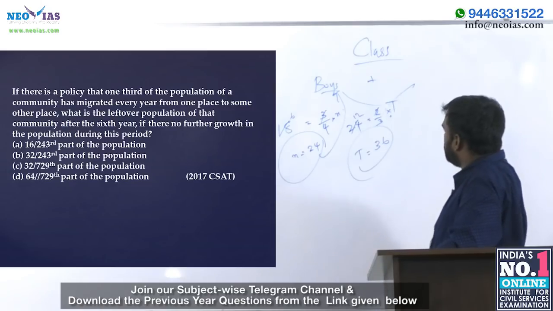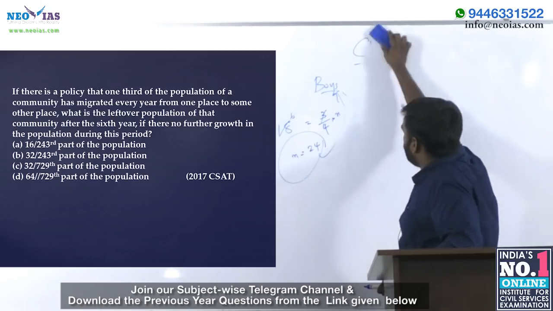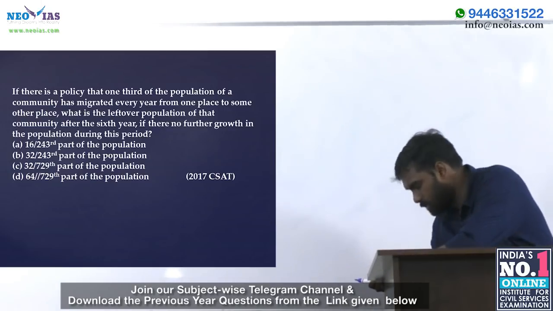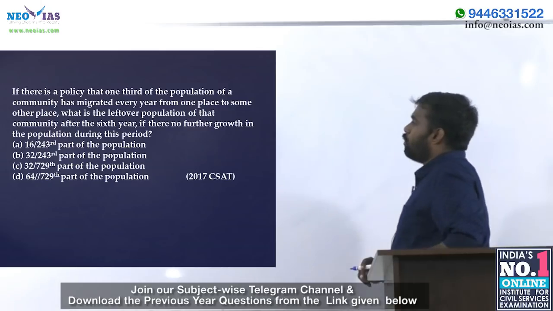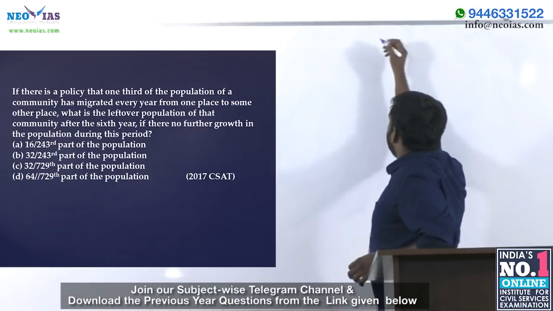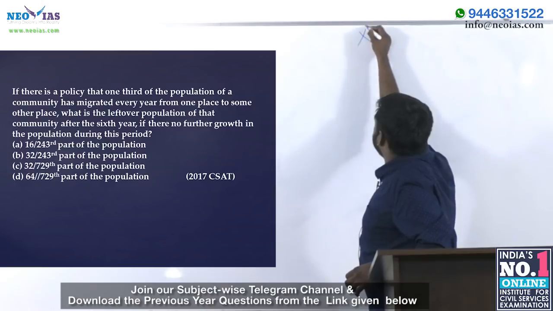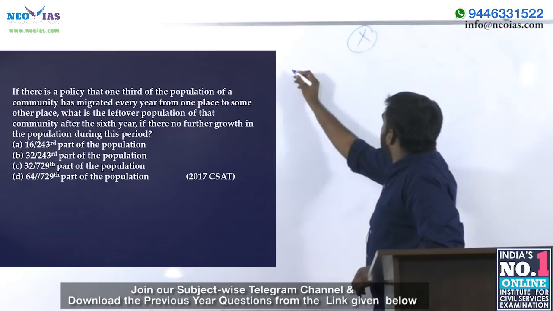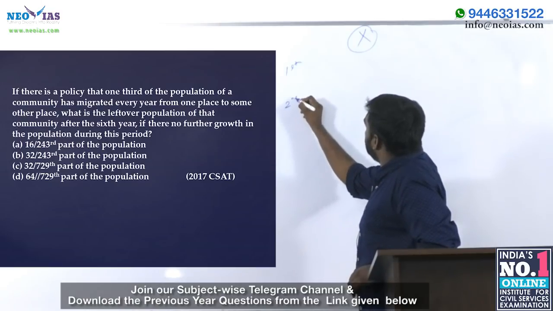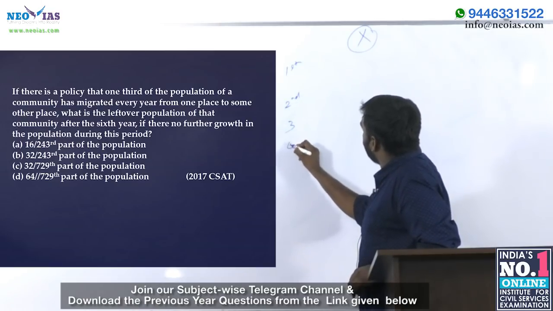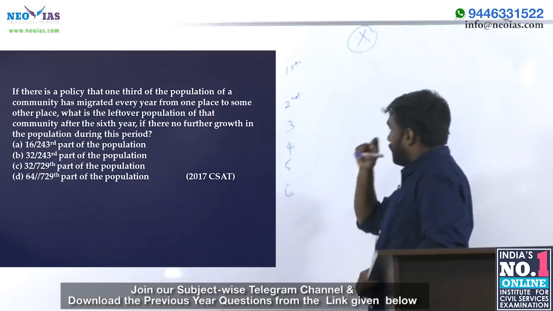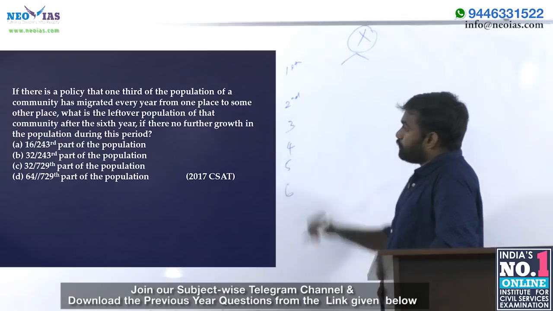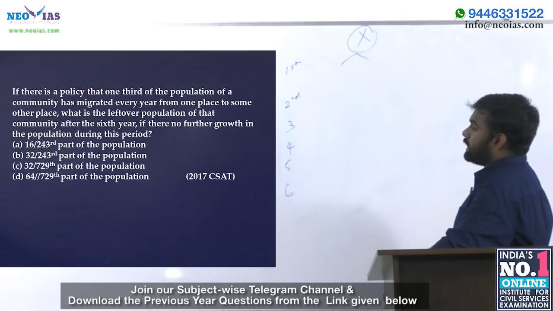Now the next question, if there is a policy that 1/3 of the population of a community has migrated every year from one place to some other place. So let it be a country X. From the country, every year, this is first year, second year, third year, fourth year, fifth year, sixth year. Every year 1/3 will be migrated, isn't it? 1/3 of the population is migrated every year.